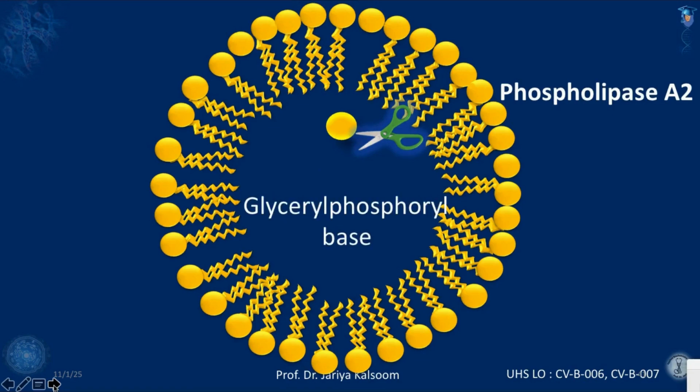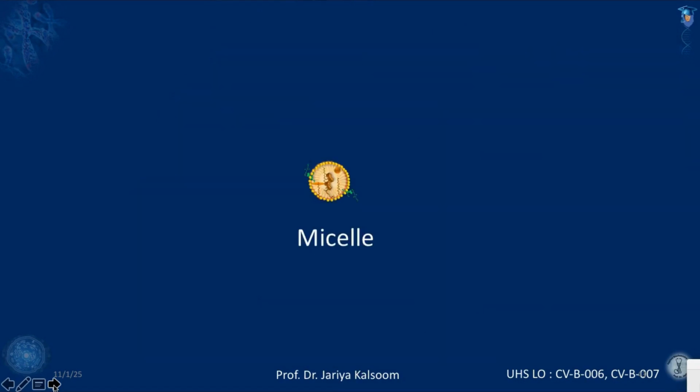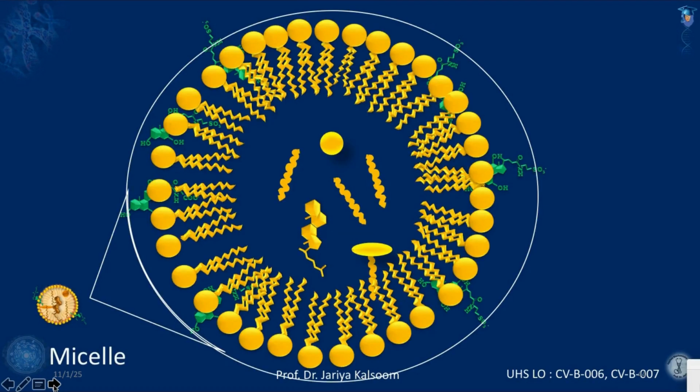Phospholipase A2 breaks down the phospholipid by removing the fatty acid. First it is converted to lysophospholipid and then the other fatty acid is also removed, converting it into glycerol phosphoryl base.